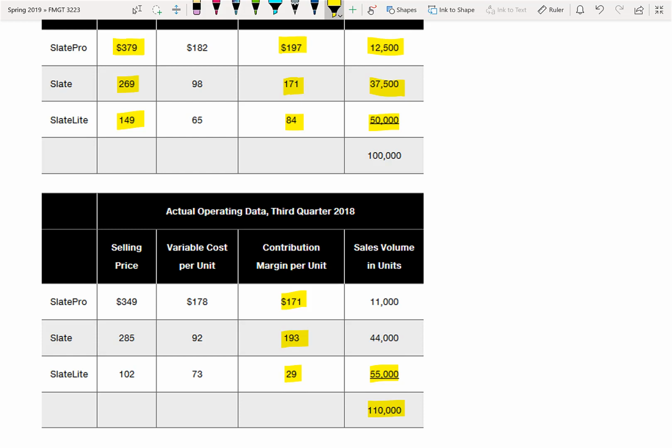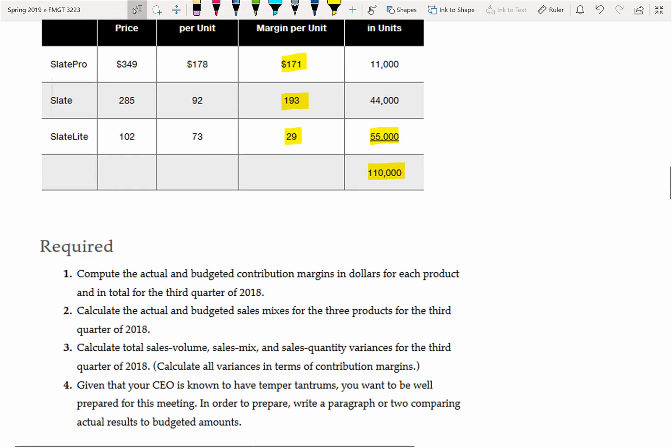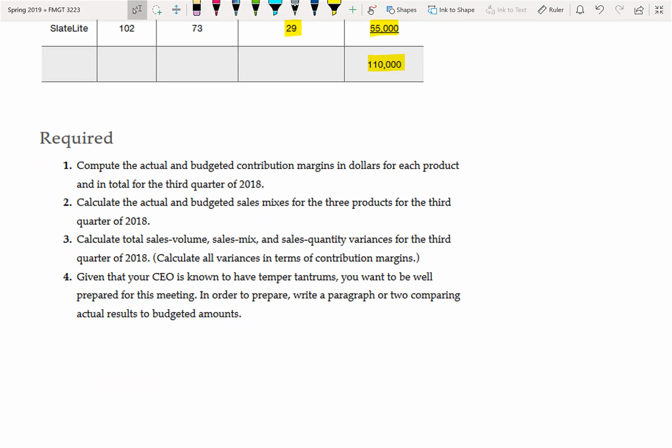So we'll have to see what that does in terms of each of the variances here. What we're given as instructions here is to compute the actual and budgeted contribution margins in dollars for each product, then calculate the actual and budgeted sales mixes for the three products, to work out the sales volume, sales mix, and sales quantity variances, and then finally, given that your CEO is known to have temper tantrums, you want to be well prepared for the meeting, and in order to prepare, write a paragraph or two comparing the actual results to the budgeted amounts. So let's take a look and see what's going on in this question.